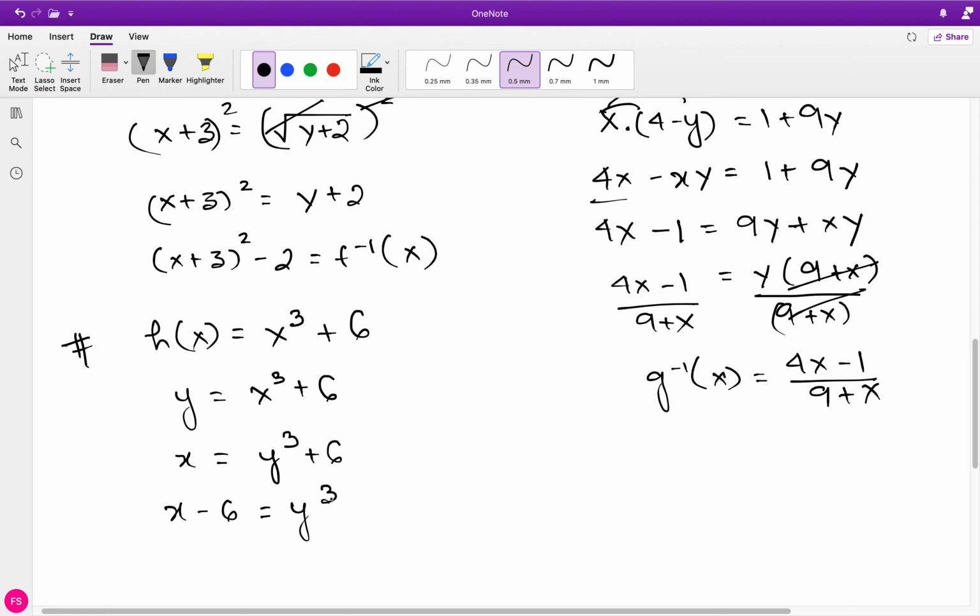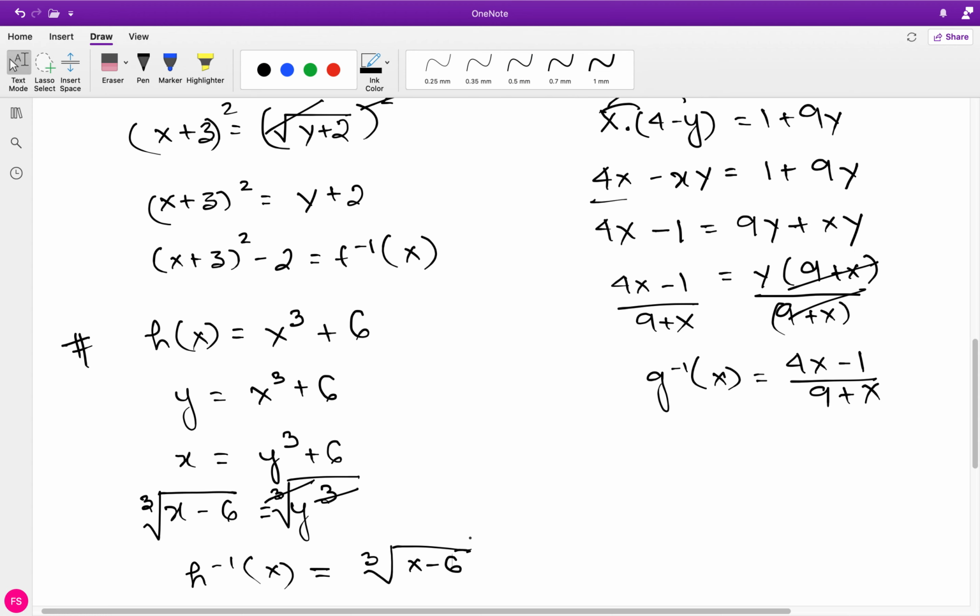And if you want to make y the subject, you need to cube root both sides. The cube root and the cube get cancelled out. So you just have y equals the cube root of x minus 6, but remember that this is not really the y. So this is your inverse, so I can just write h inverse of x equals the cube root of x minus 6. Okay, so that will be all for today.